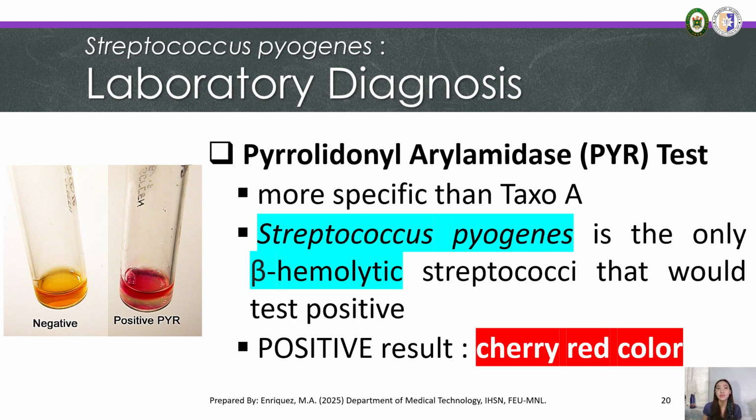Pero pwede rin natin 'tong gamitin for the Streptococcus species. All right? So again, in this case, we could use it to identify Streptococcus pyogenes and differentiate it from all the other beta hemolytic streptococci. So this detects the presence of the PYR enzyme produced by strep pyogenes. And a positive result is shown here on the left. This is indicated by a production of a cherry red color after adding the detector reagent.